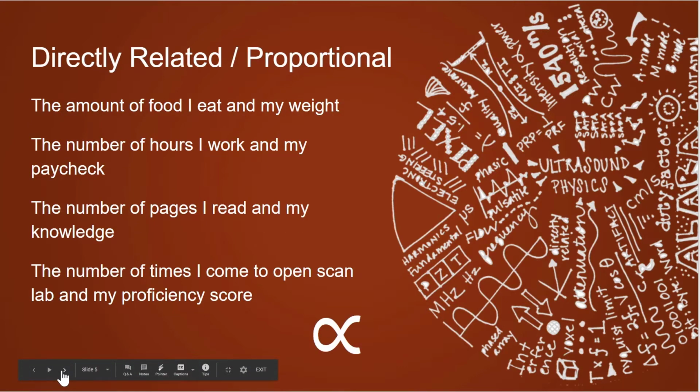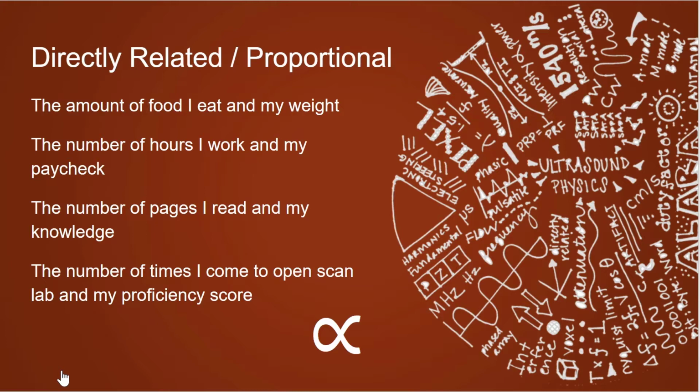Now, directly related and proportional is the first relationship that you're going to hear a lot of when we are learning about ultrasound physics. And directly related or proportional basically tells us when one thing goes up, the other thing must also go up. And when we say they're proportional, we mean that they go up at the same rate. So if the variable x doubles, then variable y will probably also double too, or some proportionality to it.